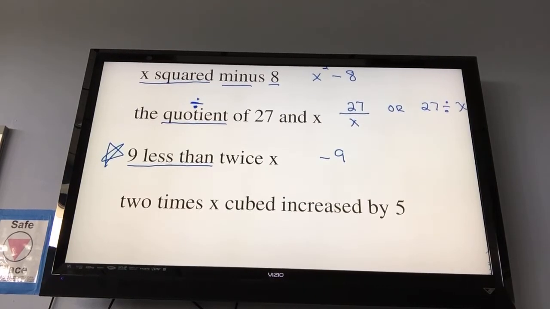What's it less than? Twice x. And we talked about twice being specifically multiplying by 2, or without the times symbol. I don't have a preference.